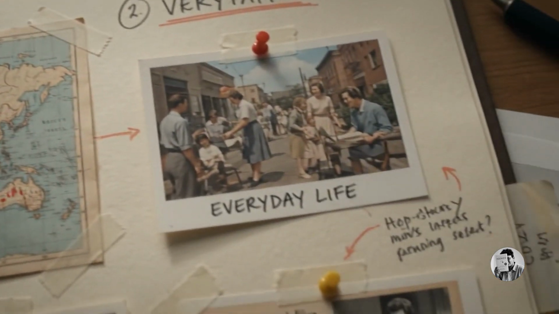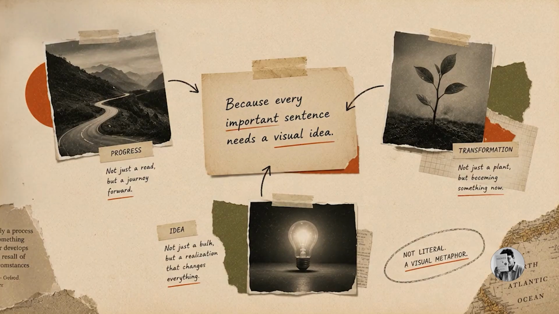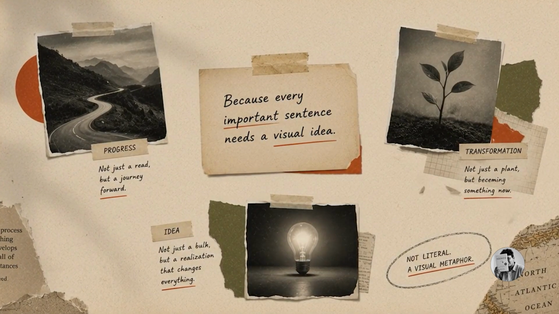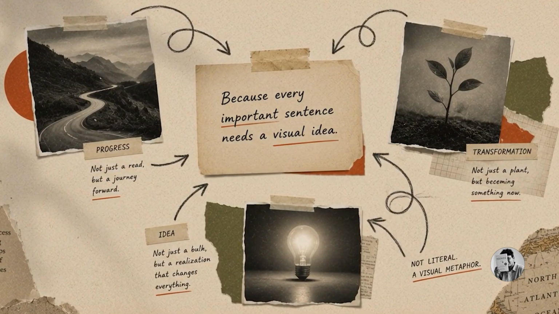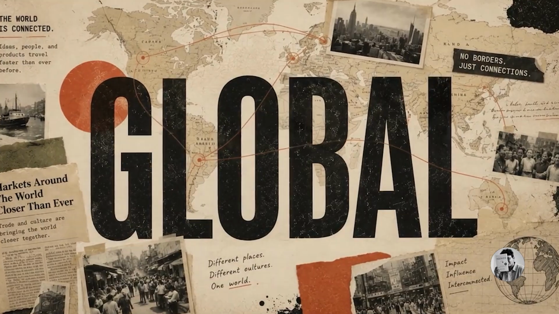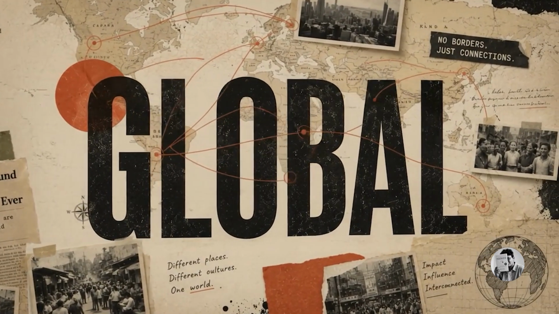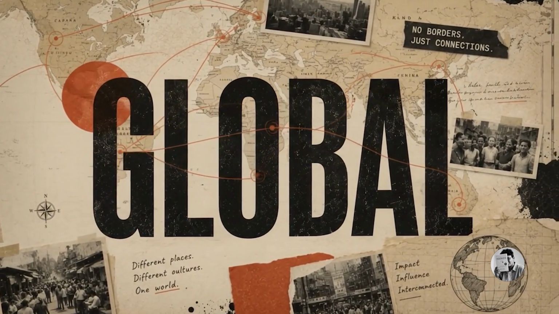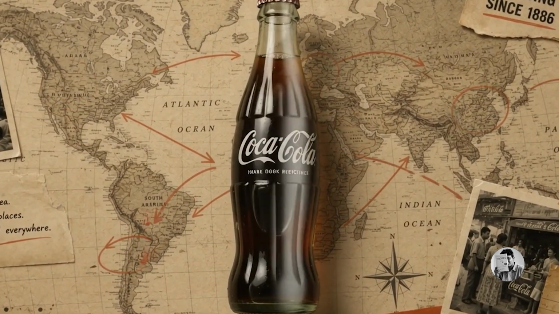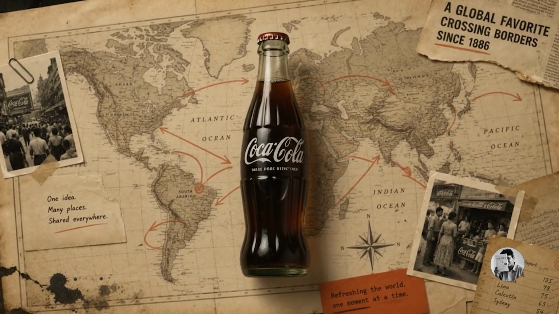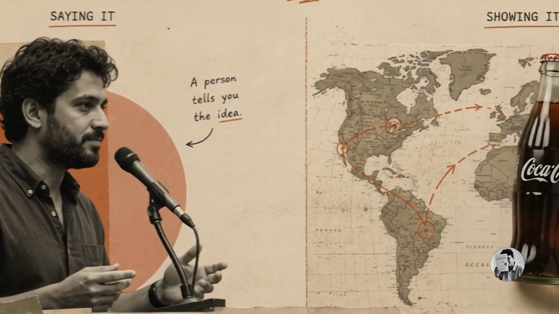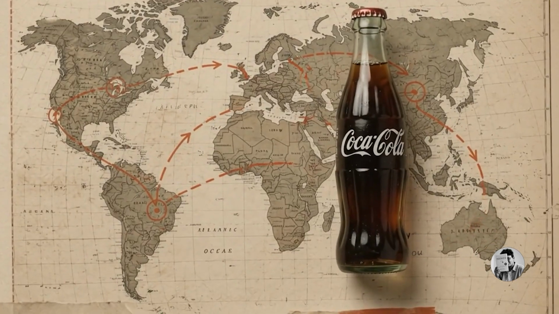And this is where the process starts to get interesting. Because every important sentence needs a visual idea, not necessarily a literal image, a visual idea. Let's say the narration says, "This brand became global." I could simply show a person saying those words, but that's boring. Instead, I can show a product traveling across a world map. Suddenly, the idea becomes visual, and that's the difference between showing information and actually telling a story.